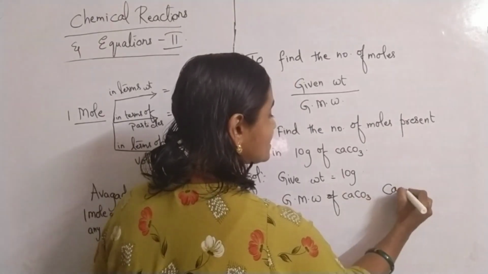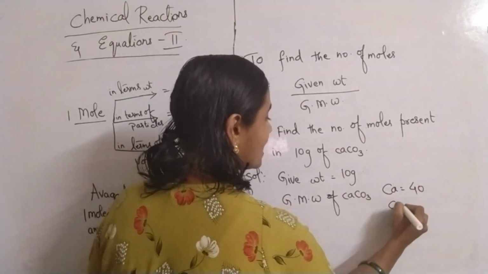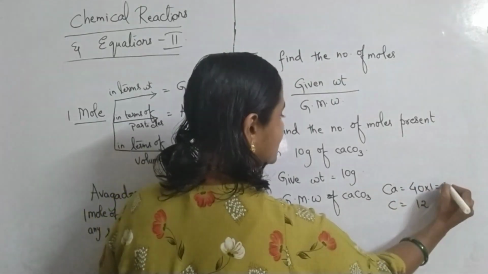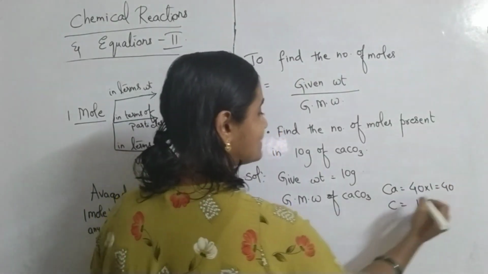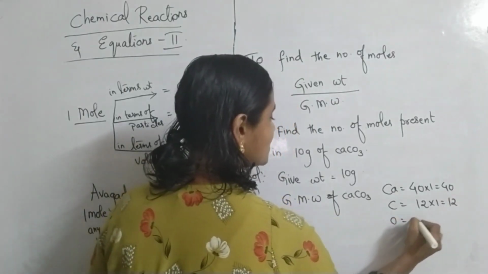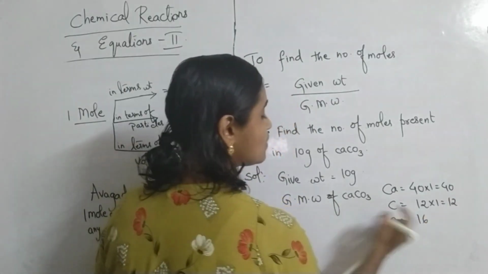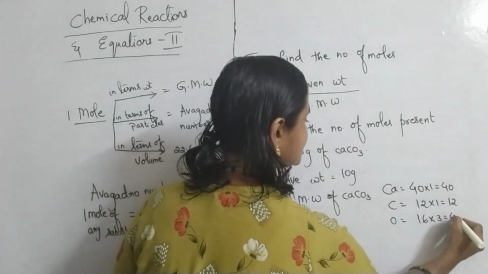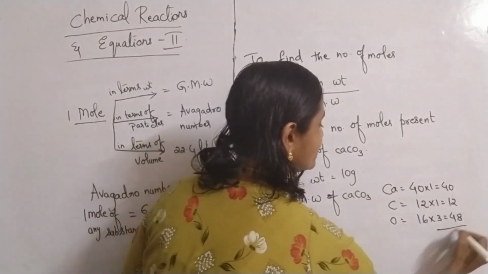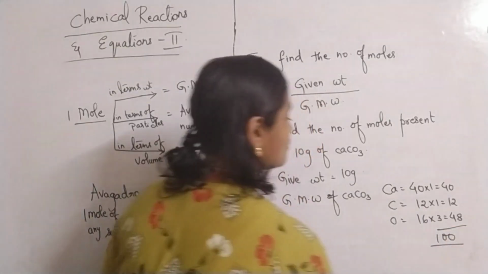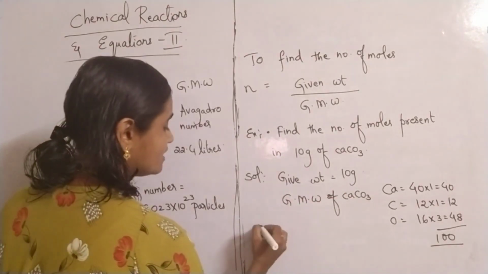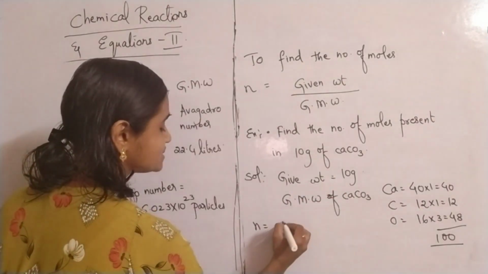You have to remember calcium is 40, carbon is 12. Here one calcium is there, so 40 into 1 is 40. One carbon atom is there, 12 into 1 is 12. And oxygen is 16, and 3 oxygen atoms are there, so 16 into 3 is 48. If you add all those, what will you get? 100. So the gram molecular weight of CaCO3 is 100.